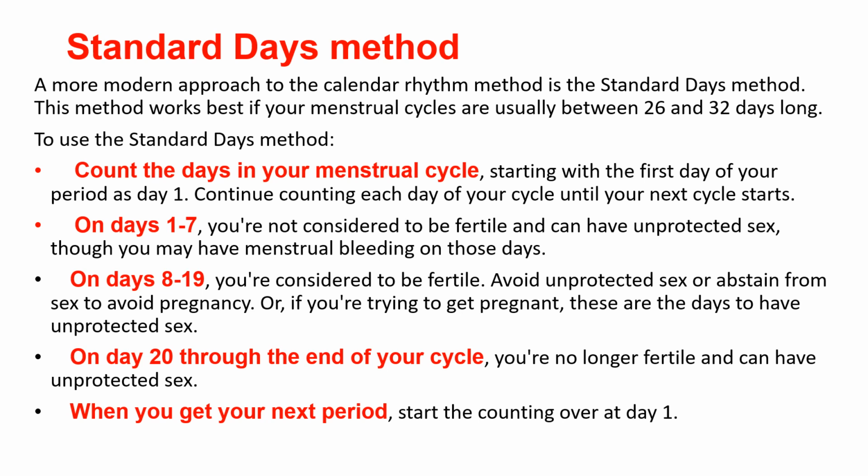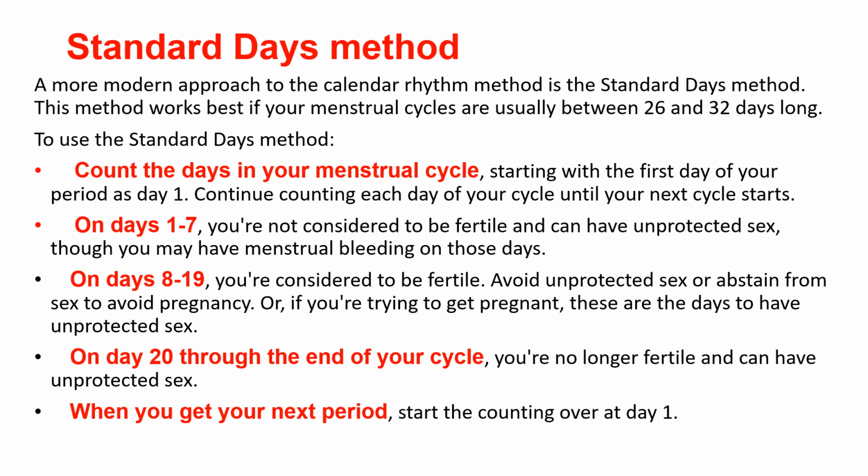A more modern approach to the calendar rhythm method is the standard days method. This method works best if your menstrual cycles are usually between 26 and 32 days long. To use the standard days method, count the days in your menstrual cycle, starting with the first day of your period as day 1. Continue counting each day of your cycle until your next cycle starts.